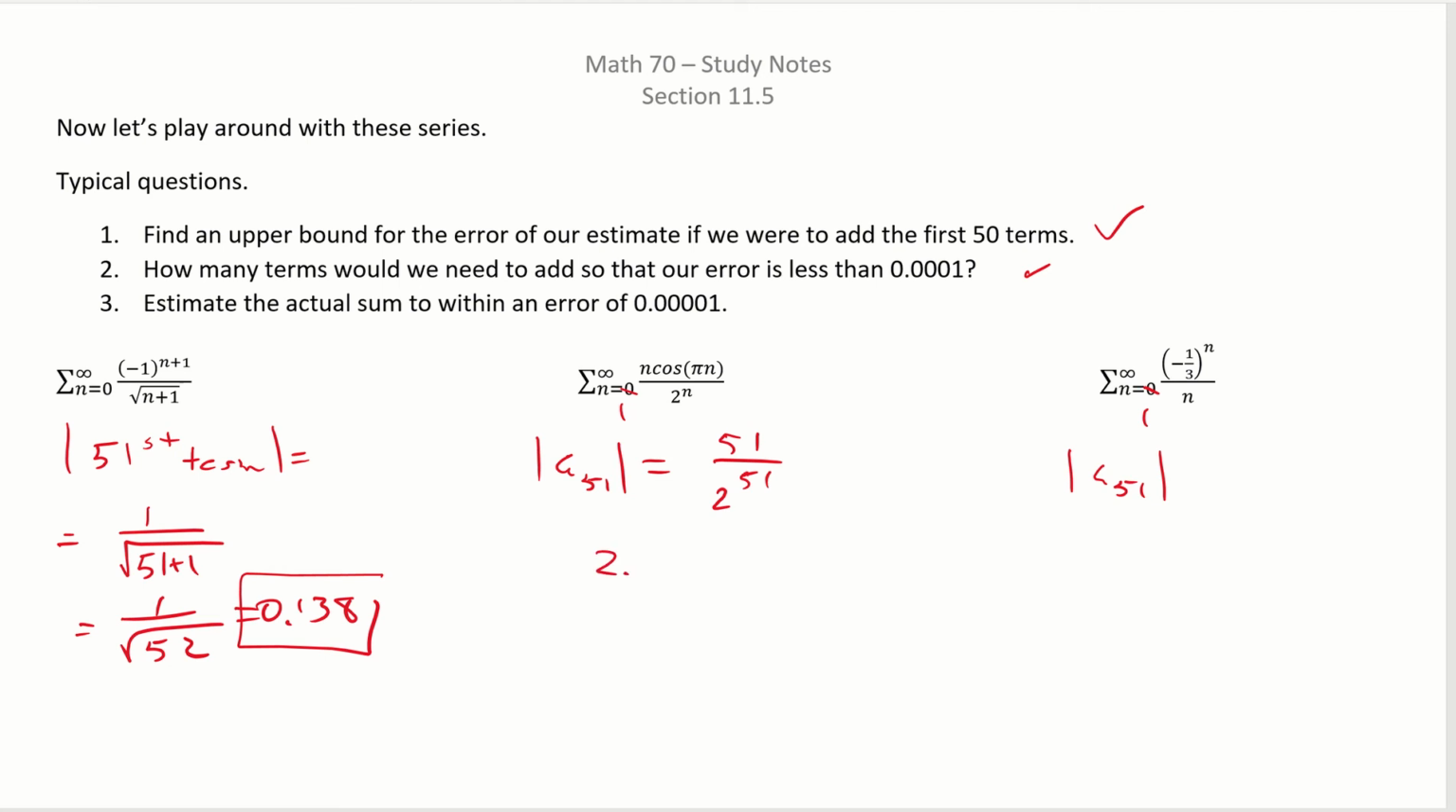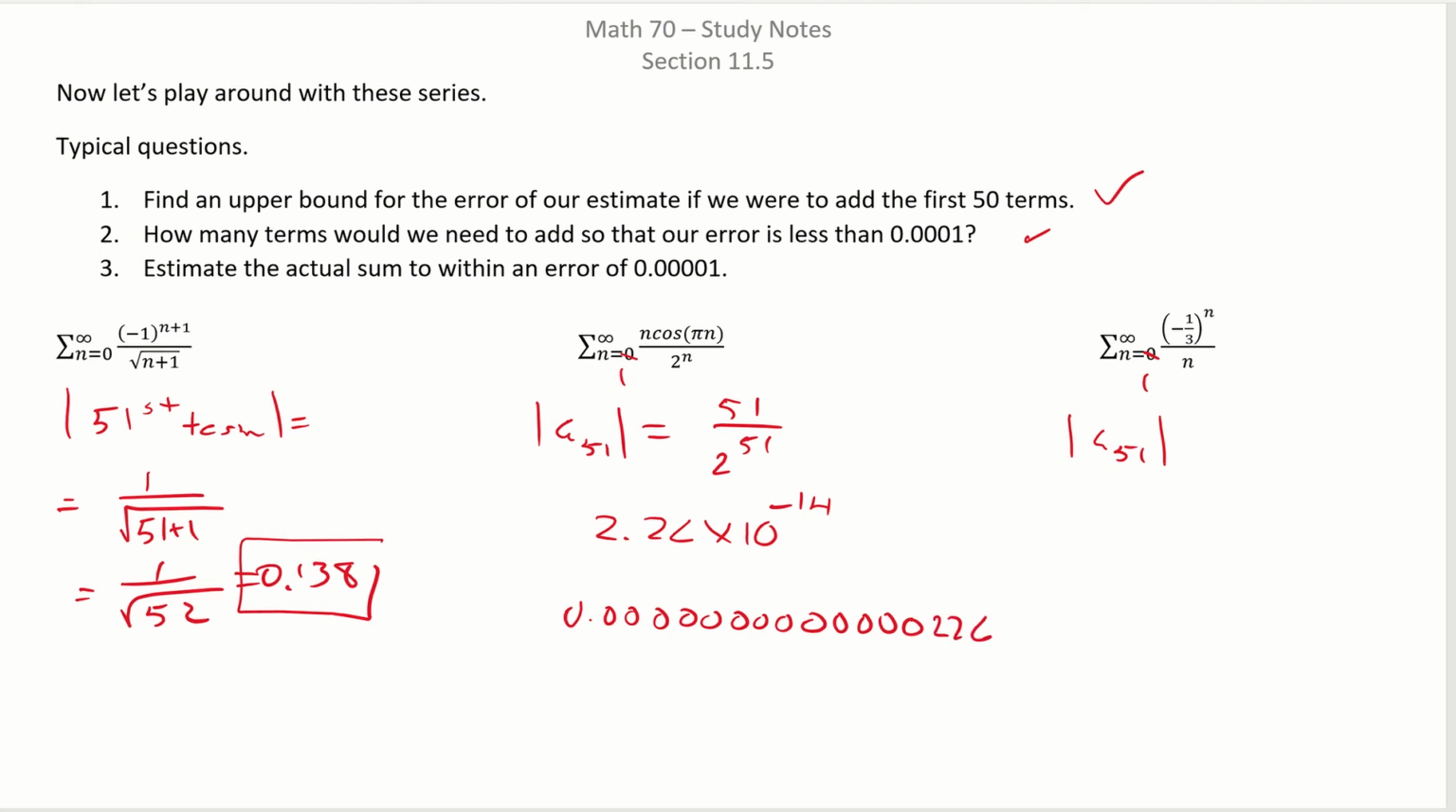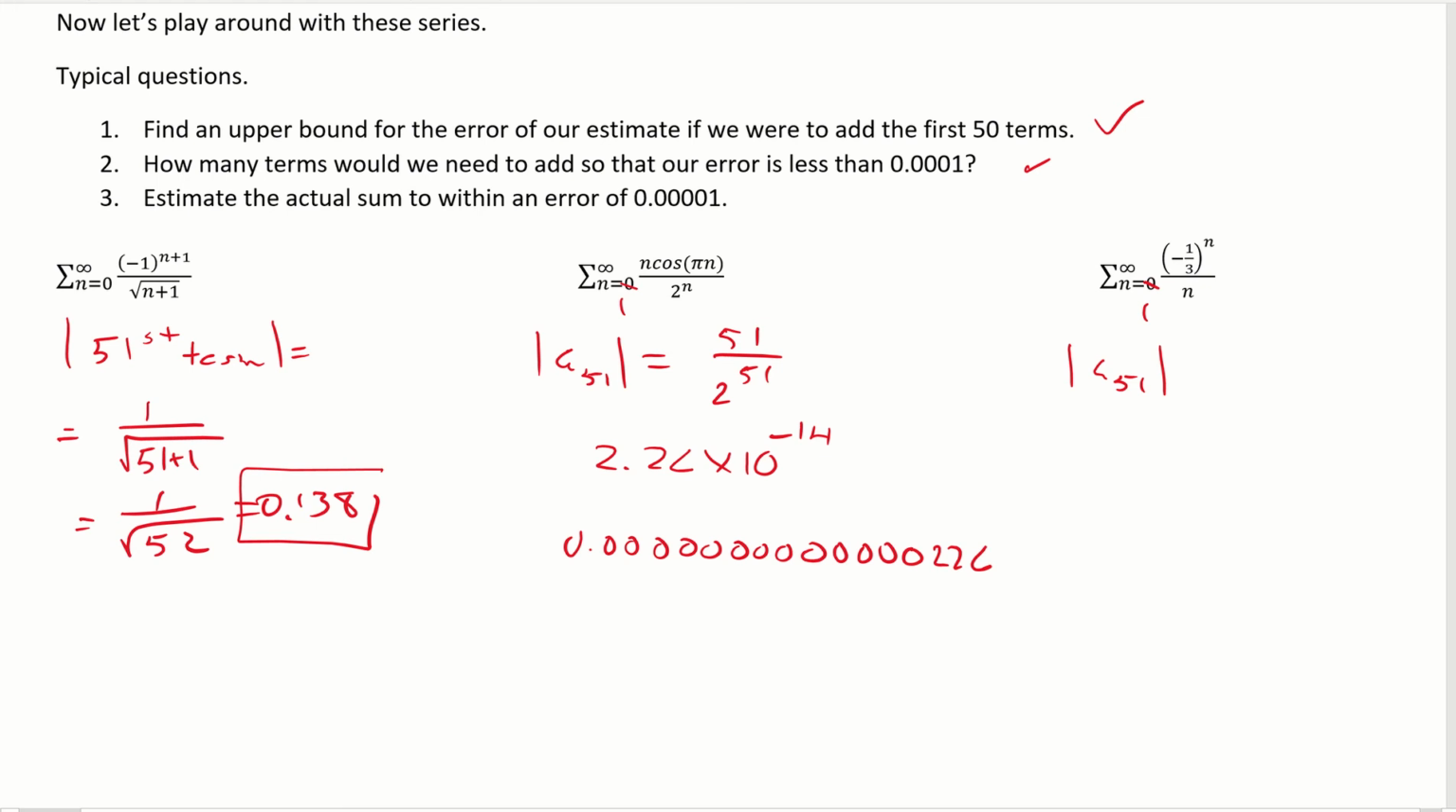So that's like 0.000005, 6, 7, 8, 9, 10, 11, 12, 13. I think it goes like this, 226. So that's really good. And the last one would be 1/3 to the 51 over 51, or I might make it easier and go, it's 1 over 51 times 3 to the 51. I think you're going to find that this is even smaller, super small.